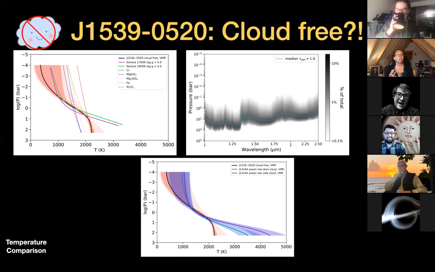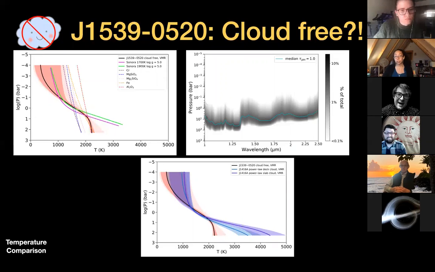When we look at the second comparative object, J1539, we're finding it to be cloud-free, which is actually really shocking because this is the variable object where its variability is thought to be due to clouds. So there's some interesting things that come out of the pressure temperature profile that point towards this cloud-free model not actually being the best thing.